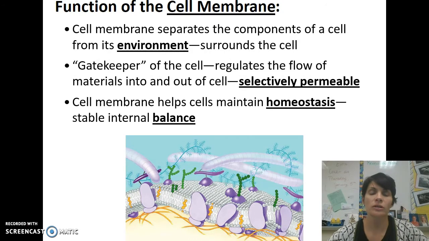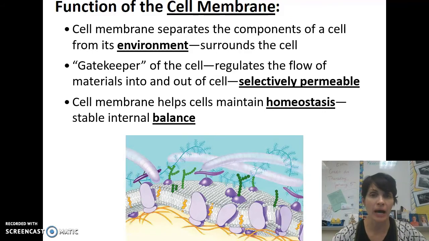The first thing we're going to talk about is the function of the cell membrane. This is just a quick review. Remember that the cell membrane separates the inside of the cell from the outside of the cell. It's the gatekeeper, so it allows certain things in, and certain things cannot come in or leave the cell. We call that selectively permeable. That was a term you needed to know.